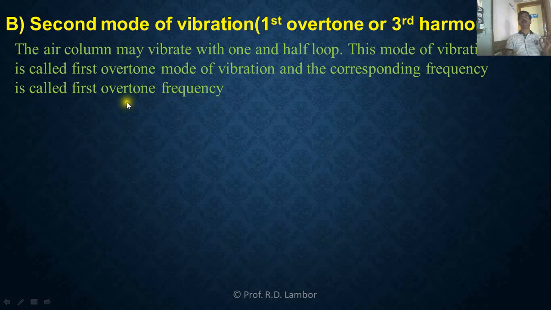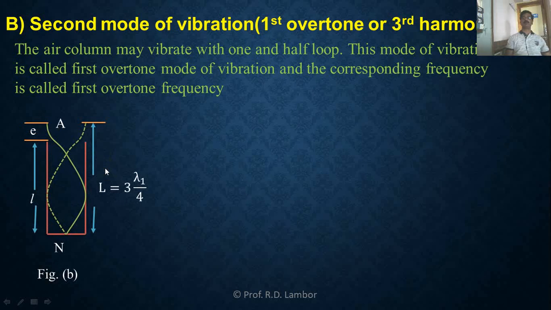त्यामुळे सेकंड मोड ऑफ व्हायब्रेशन मध्ये एअर कॉलम 1.5 लूप फॉर्म करून व्हायब्रेट होतोय. So let us go through the diagram explaining the second mode of vibration. See here, this air column is vibrating with 1 loop and half loop, satisfying boundary condition. Means there are total 3 half loops formed.